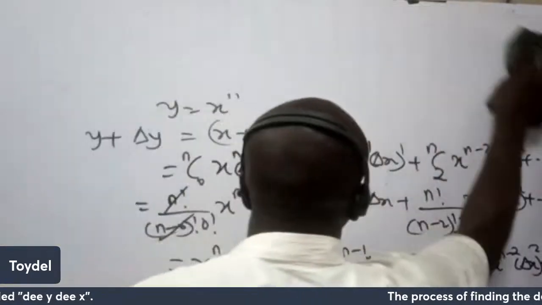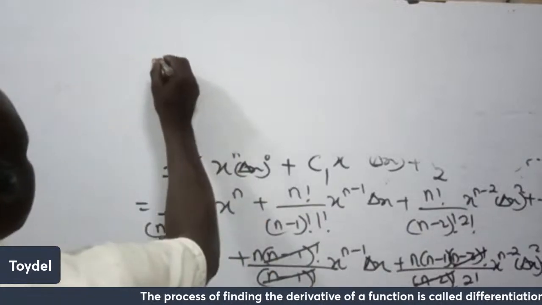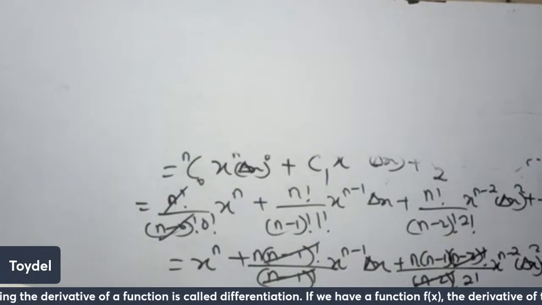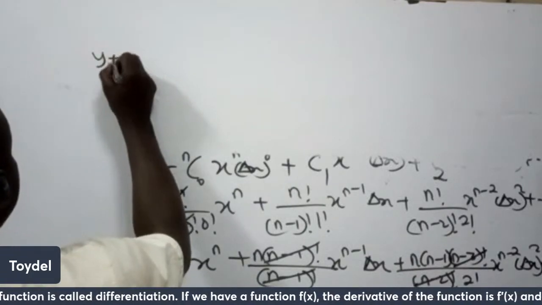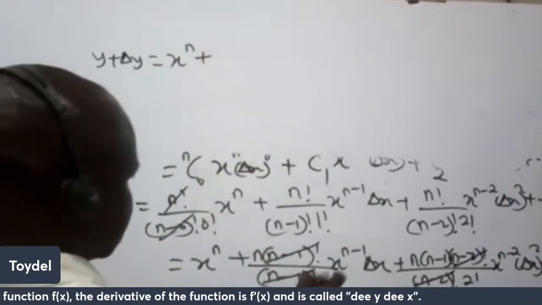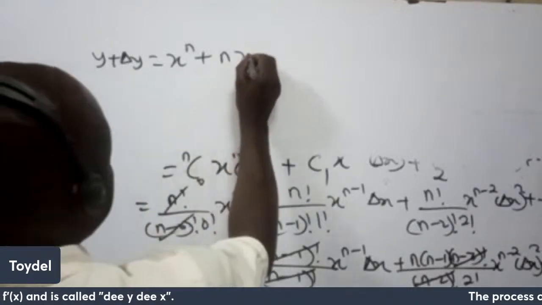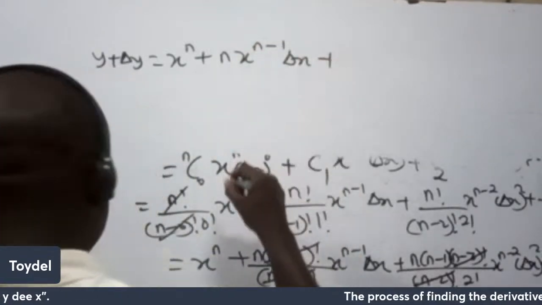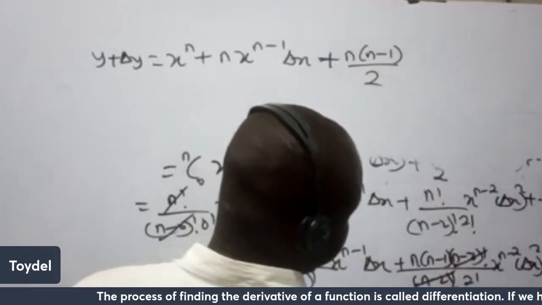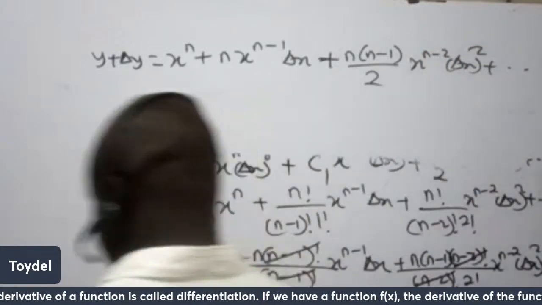At the end of the day, I want to rewrite everything neatly. I can decide to write everything straight away, but I just want to show it, because it's not everybody that actually understands this. So we are going to have here y plus delta y equal to x to the power n here, plus this becomes n, x to the power n minus 1, delta x, then plus n into bracket n minus 1 all over 2. 2 factorial is 2 times 1, 2. x raised to the power n minus 2, delta x all squared, plus dot dot dot. That's what we are going to have.